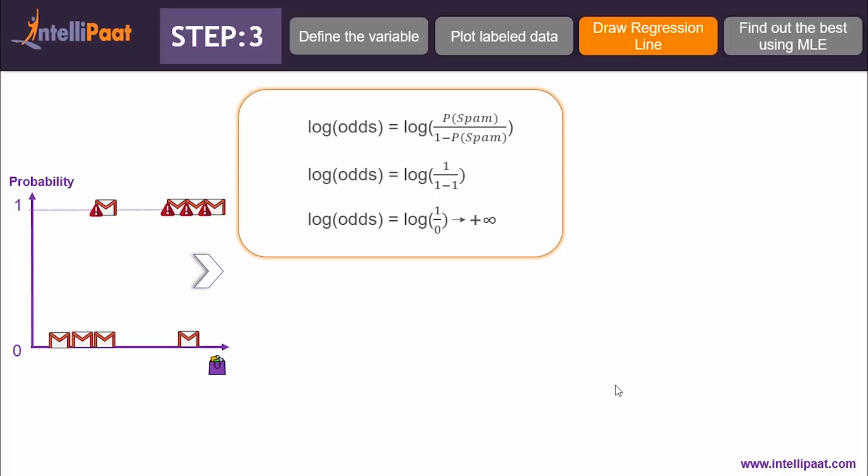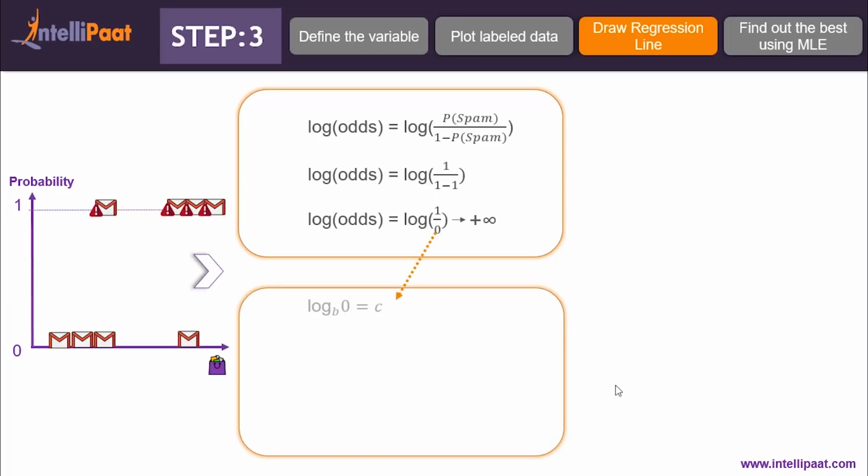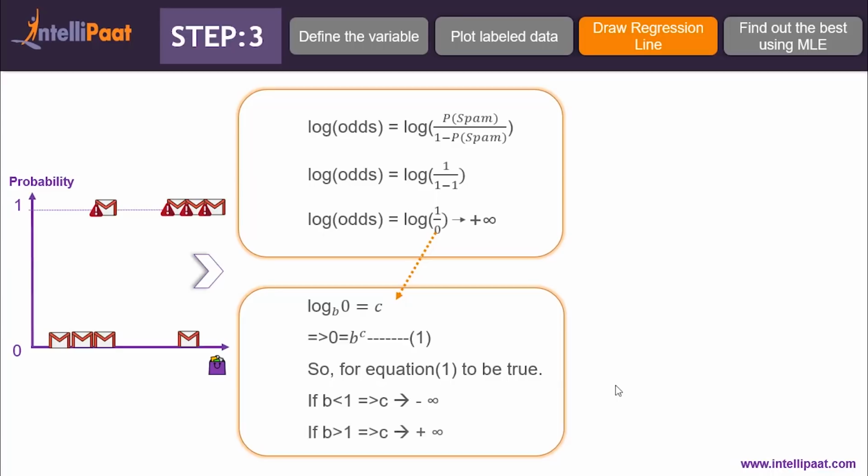Log of 1 by 0 is nothing but log of 1 minus log of 0. And log of 0 here is minus infinity. So minus of minus infinity is what? Plus infinity. How is log of 0 minus infinity? Let's see. In general logarithm, we have log of 0 with base b equals c. If you convert it into exponential form, we get 0 equals b to the power c. So if the value of b is less than 1, the value of c has to be extremely small, or closer to minus infinity, for this equation to be true. And we'll get positive infinity in the case where b is greater than 1, or our base is greater than 1.